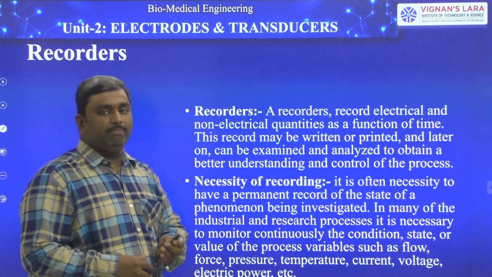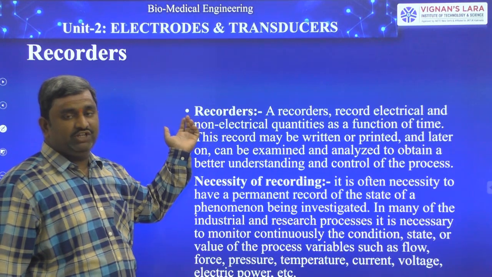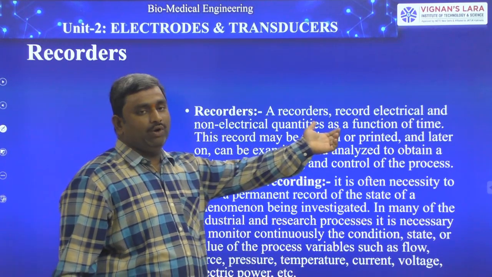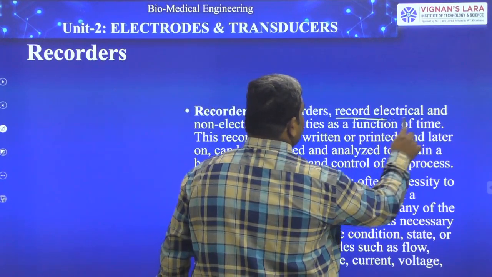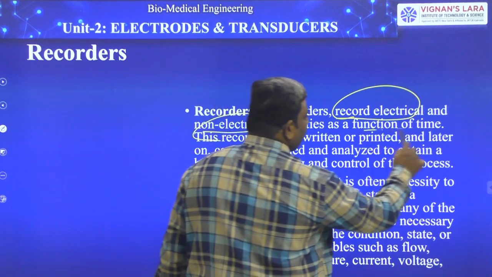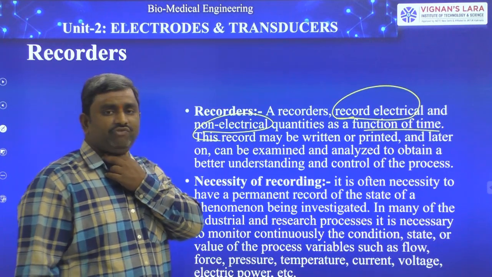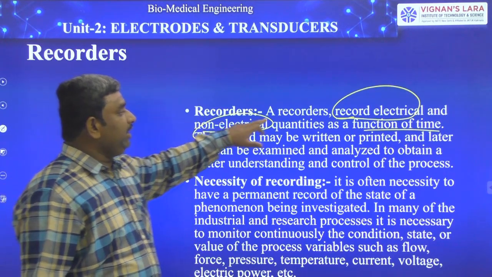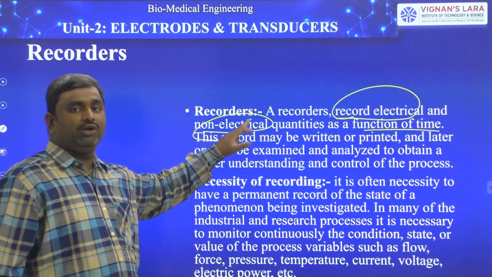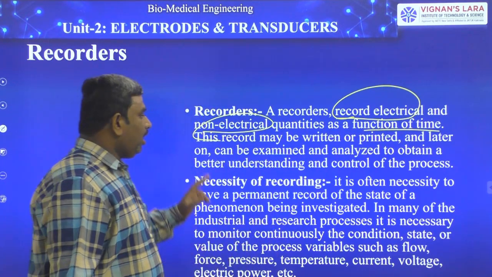Now coming to some of the basic information about recorders. We will see the definition of a recorder. A recorder records electrical and non-electrical quantities as a function of time. So see here, a recorder records electrical and non-electrical quantities as a function of time. Listen carefully to the definitions. When I am dictating these definitions, you have to note them down. A recorder records electrical and mechanical activities or quantities as a function of time.